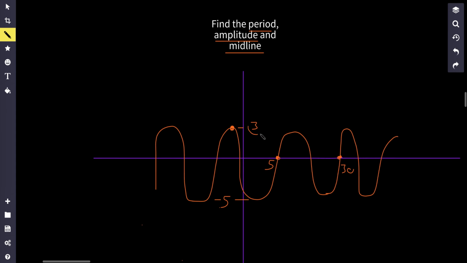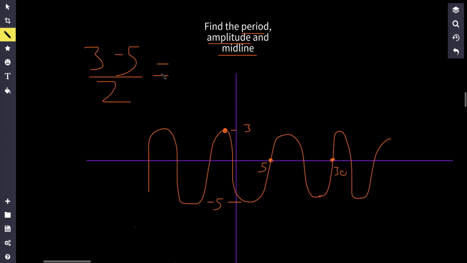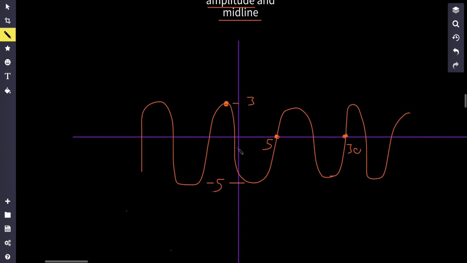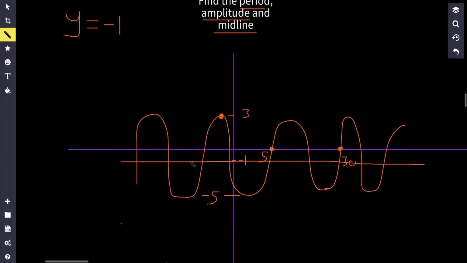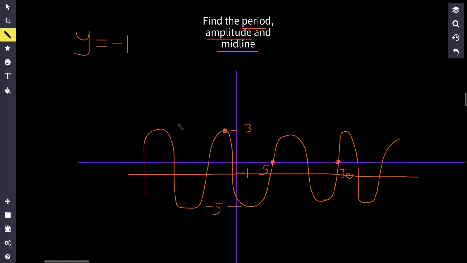So in this case, my highest point is going to be 3, my lowest point is going to be -5. I'm going to take the average of these 2 points, and I'm just going to get -1. So -1, which is right over here, is going to be my midline. And remember, the midline's an equation, so it's going to be y is equal to -1, okay? So that's going to be my midline. It's literally the line in the middle.